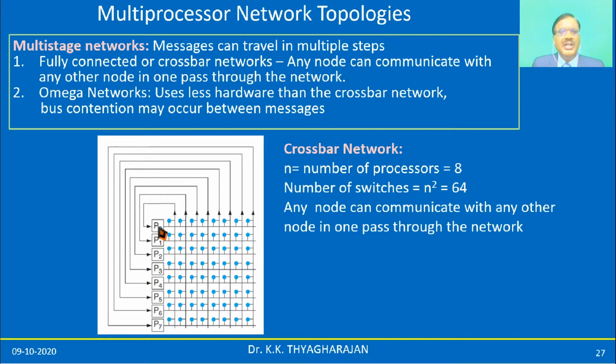So if P0 wants to communicate with P2, this switch should be closed. Like this, any switch will help to communicate between a pair of processors or nodes.